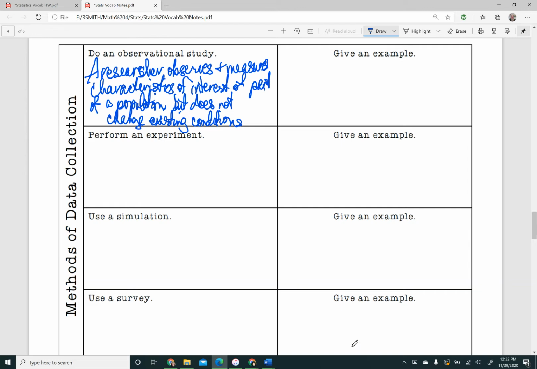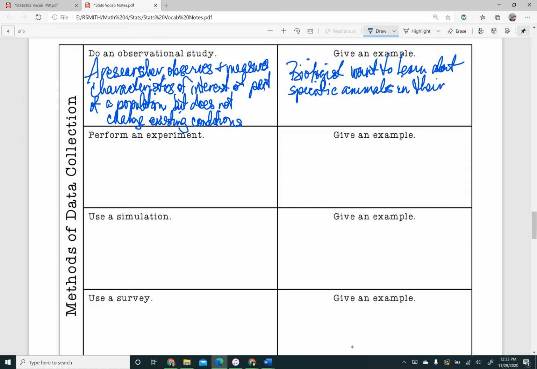So biologists want to learn about specific animals in their own habitats. So they're just watching the animals where they live. They would use observational studies. Okay.